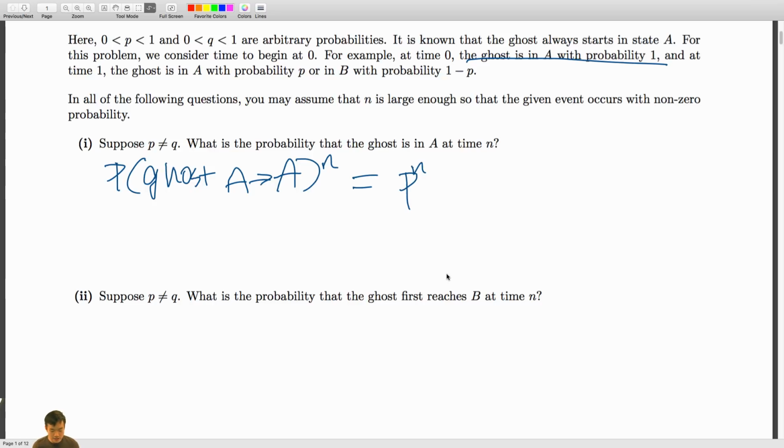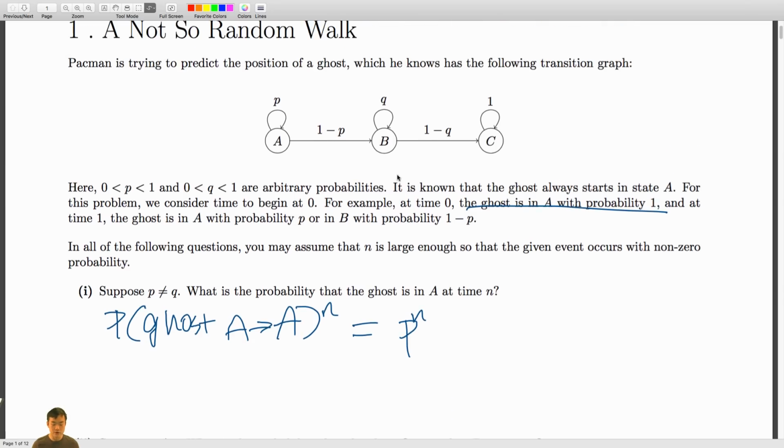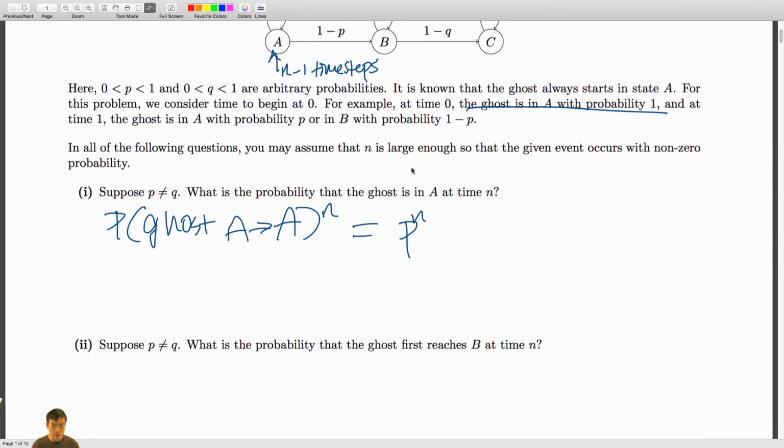n. For our next part, we're going to take a look at the probability that the ghost first reaches B at time step n. So going back to the graph structure, for the ghost to first reach B at time step n, that means that the ghost must have stayed at A for n minus 1 time steps. And then at time step n itself, the ghost will then transition to state B. In part 1, we've already computed the probability of the ghost staying in A for a certain amount of time.